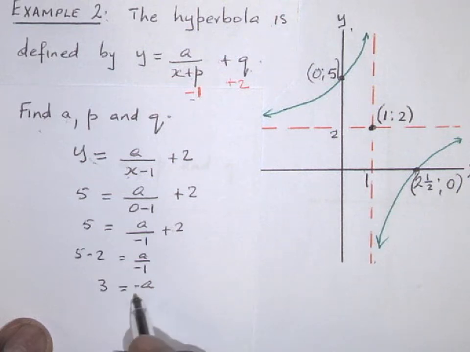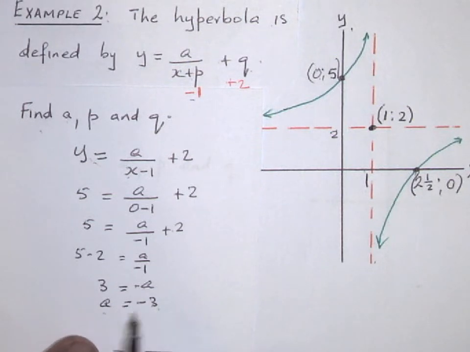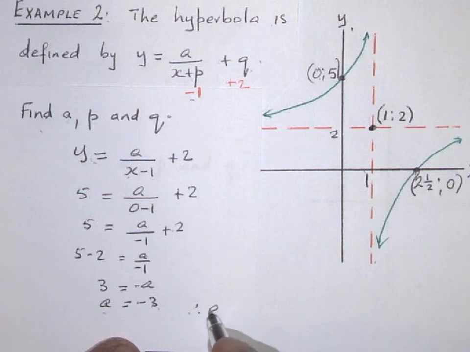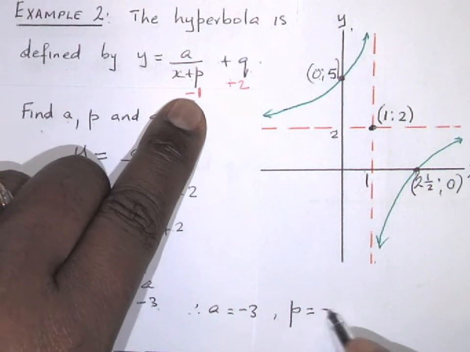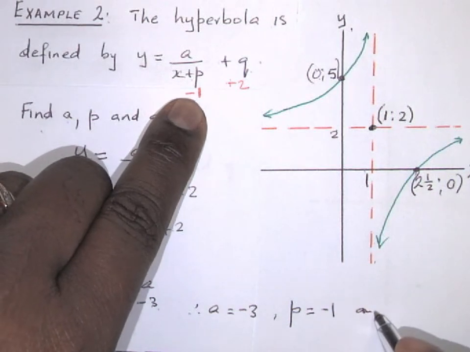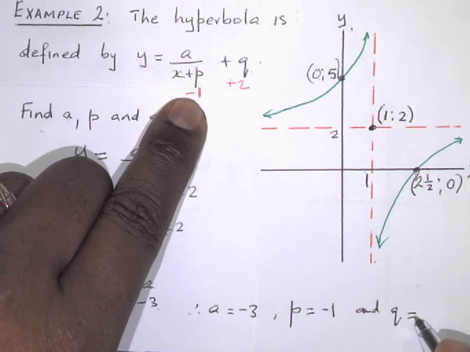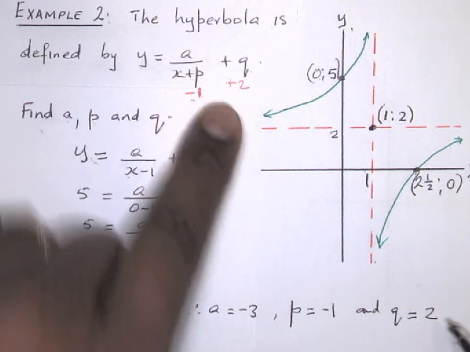To solve for a, take a across, so a is equal to, take 3 across, minus 3. So a is minus 3. So now I know the answers. Therefore, a is minus 3. And P is, we said P was minus 1, and Q is a plus 2.